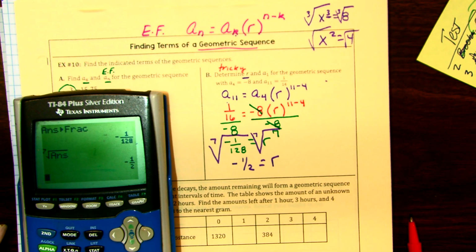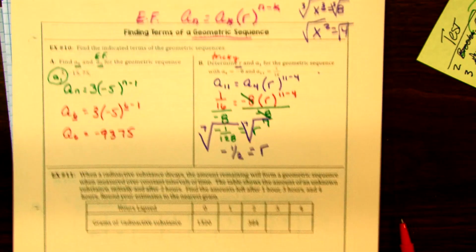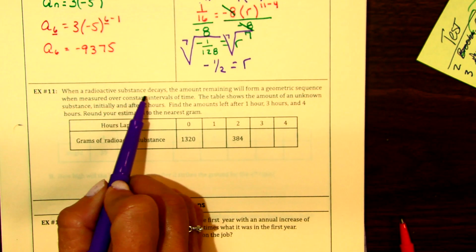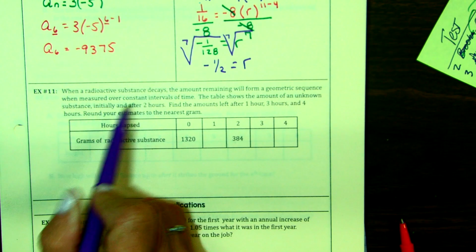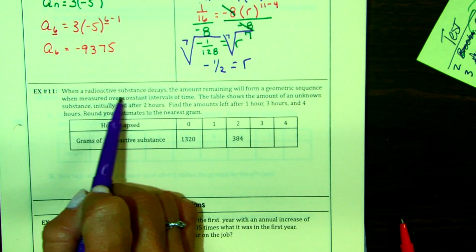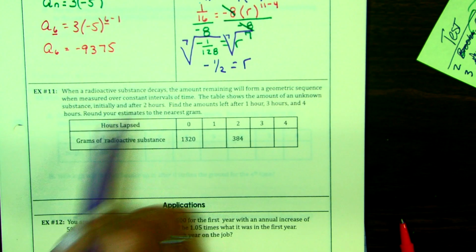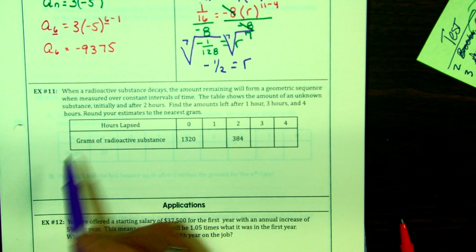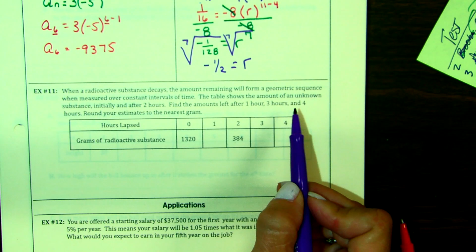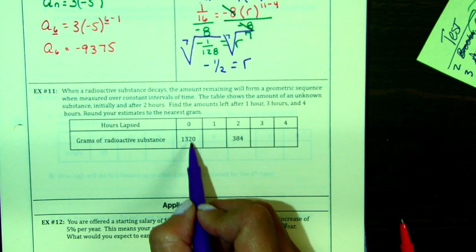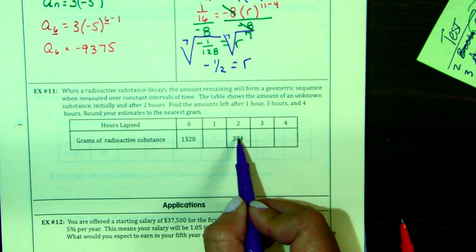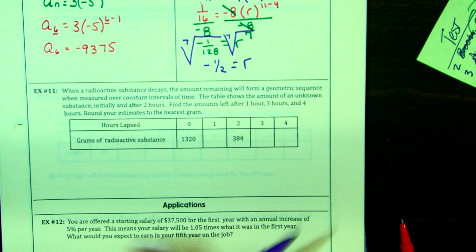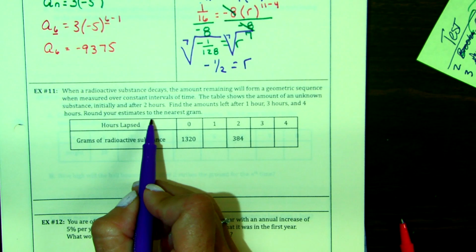Yep. All right. Let's look at the next question. Let me read. I only have 2 examples left, guys. When a radioactive substance decays, the amount remaining will form a geometric sequence when measured over constant intervals of time. The table shows the amount of an unknown substance initially and then again after 2 hours. Find the amounts left after 1 hour, 3 hours, and 4 hours. Round your estimate to the nearest gram.